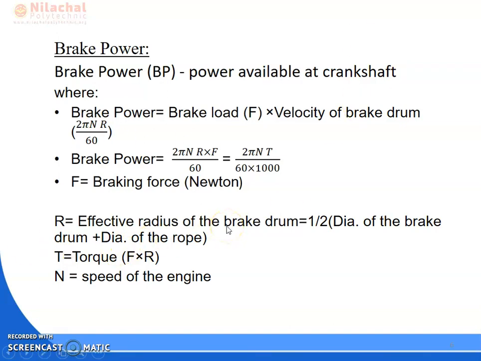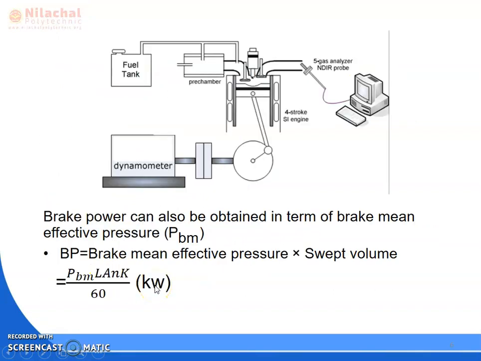So how do you get this effective radius? It is not only the drum; some rope will also be wound around it. So what will the effective radius be? The diameter of the brake drum plus the diameter of the rope, divided by 2, gives the radius. So that is 1 by 2 into the diameter of the brake drum plus the diameter of the rope, that will give us R. Torque is equal to force into radius, and N is your engine speed. See, here the brake drum diameter is there, and here the rope diameter.